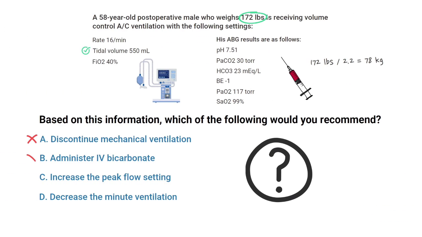None of the other answer choices really make sense in this situation either. So by taking everything given to us in the question and breaking it all down, we could determine that the correct answer has to be D, decrease the minute ventilation.